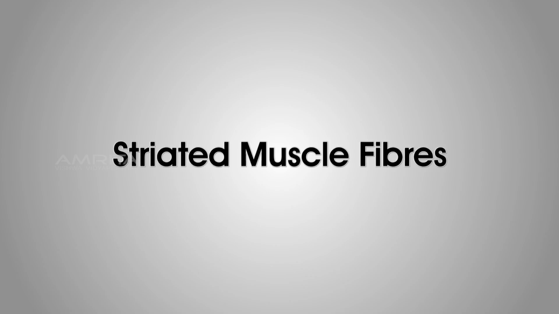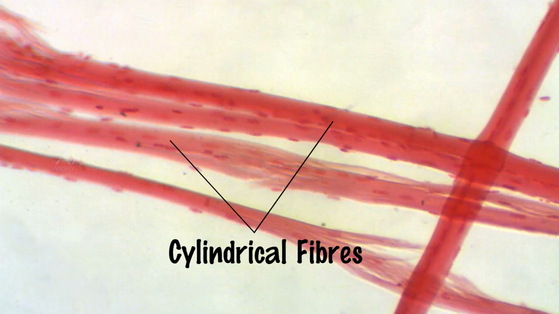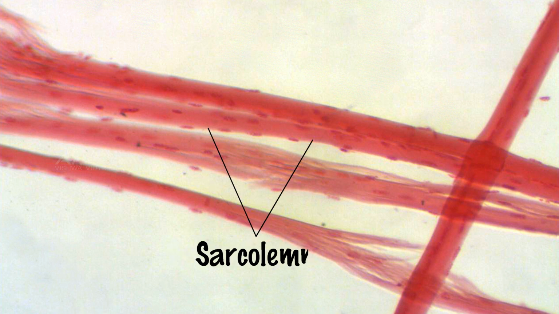Observations. Striated muscle fibers. The slide shows large number of very long and cylindrical fibers. The fibers are wide and non-tapering and enclosed within a membrane known as the sarcolemma.